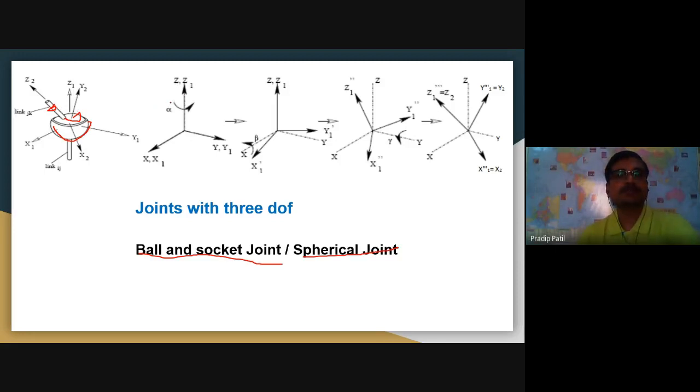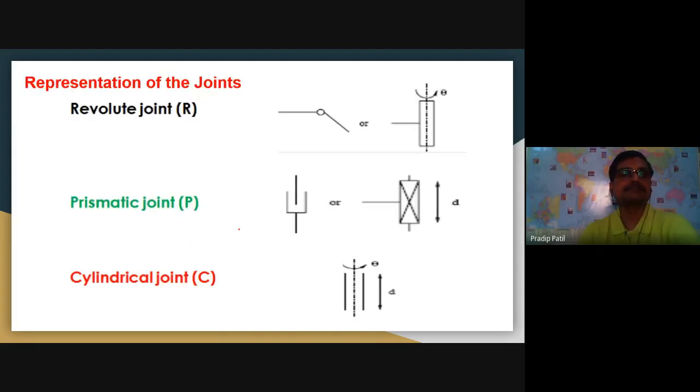One is the rotation about the z-axis. Second is rotation about the x-axis, and third one is rotation about the y-axis. So these are the three independent motions offered by the socket joint.